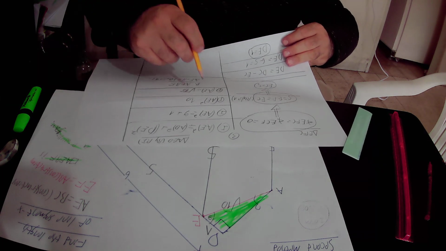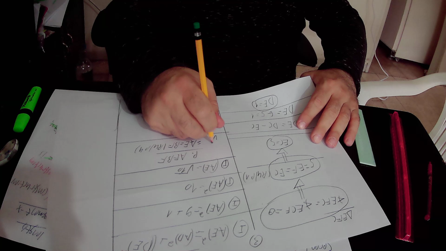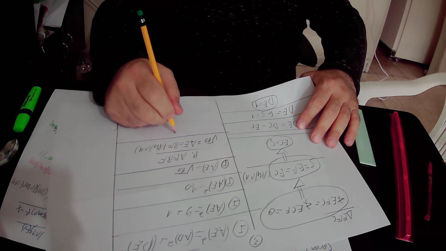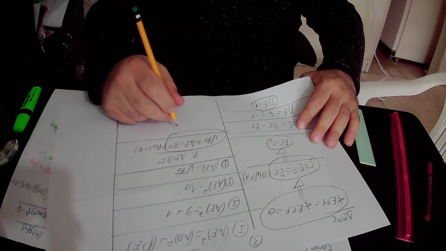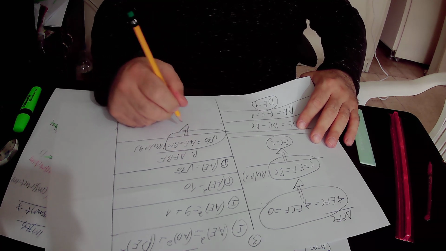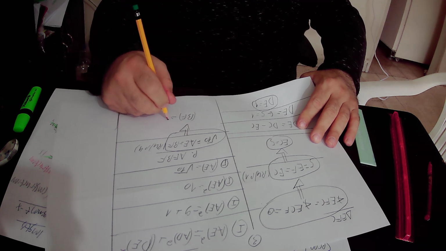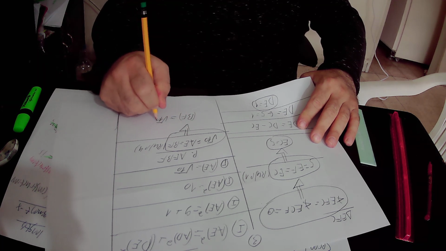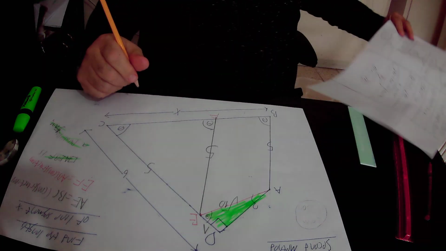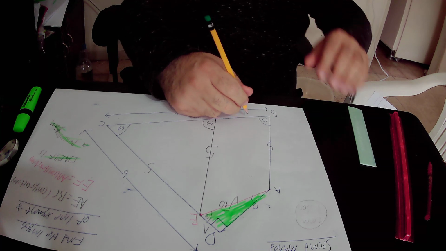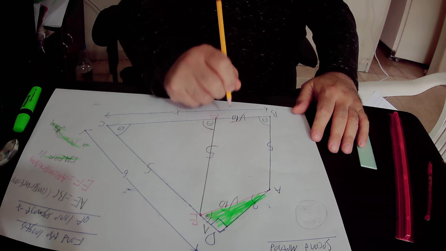But we have already found out that AE equals the square root of 10 units. And from this equation, BF equals AE equals the square root of 10 units, we derive that BF is also equal to the square root of 10 units.